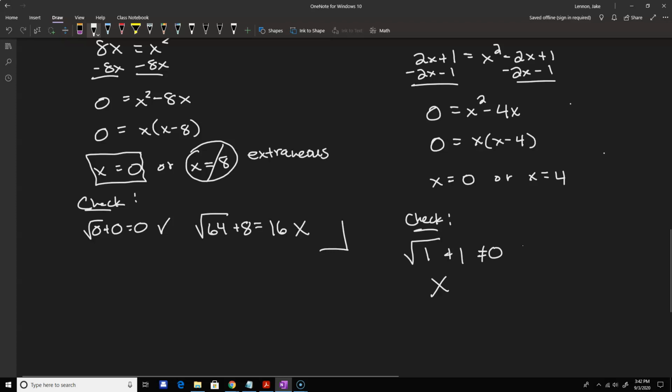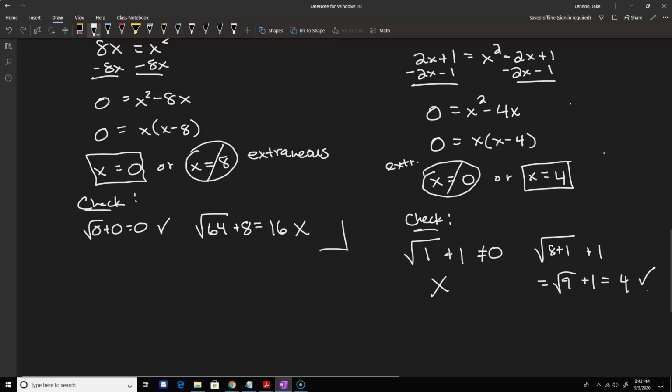And if you do the other one, where we have our second answer 4, we would be getting the square root of 8 plus 1, plus 1, and that in fact is equal to the square root of 9 plus 1, which is 4. So our second solution checks. So in this case, x equals 0 is extraneous, and 4 is our only solution. So this one is extraneous as well. So that is our second radical equation.